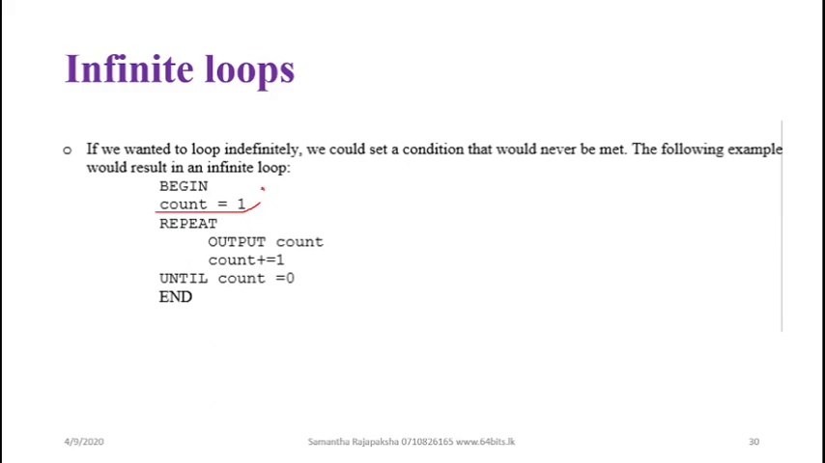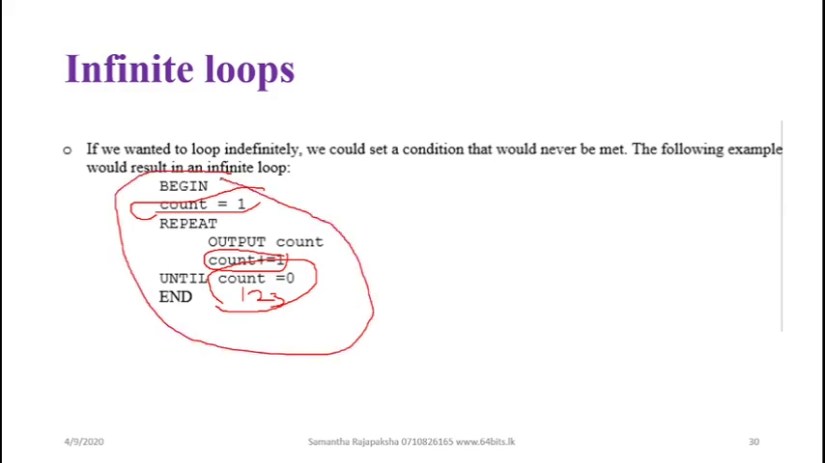This is an example where you get the infinite loop. Here the count is 1 and the condition is count is equal to 0. Then you can see count is 1, so is 1 equal to 0? No. Then the count is incremented by 1. Then the count will be 2. Is 2 equal to 0? No. Is 3 equal to 0? No. That means this is an infinite loop. This loop runs continuously without stopping. So in a while loop, if you make the condition always true, you get an infinite loop.